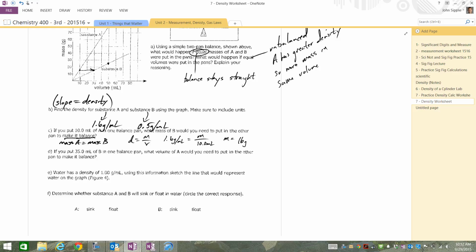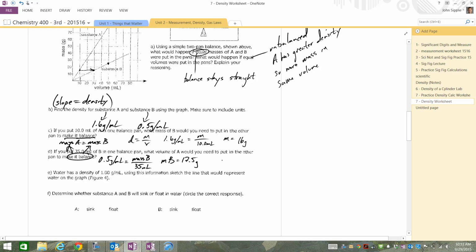Okay. All right. So for D here, if we put 35 mils of B in one balance, what volume of A would you need to put on the other? So the way I would do that is if I get 35 milliliters of B, so I got 0.5 grams per milliliter, I'm going to use D equals M over V, right? Because in order for it to balance, the same thing applies. I need the mass of A equals mass of B. So I need to know the mass of B, and I've got the volume's 35 milliliters. So mass of B equals, I got 17.5 grams.